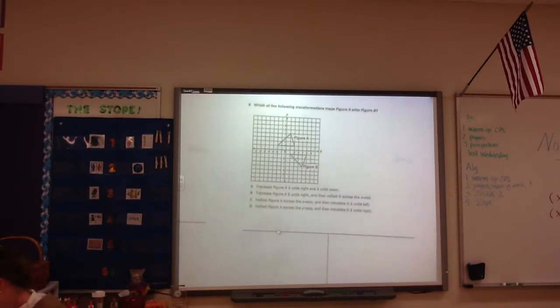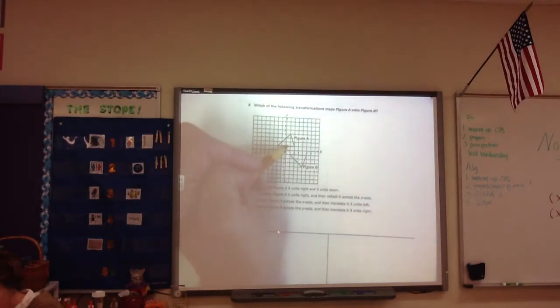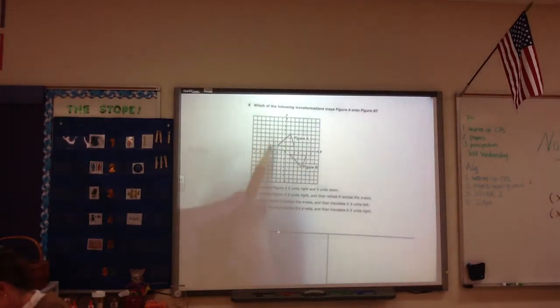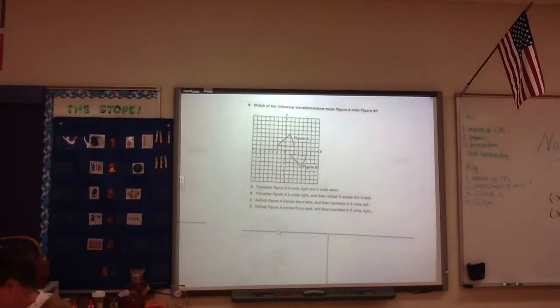Number 8. Which of the following transformations maps figure A onto figure B? Okay, well let's look. The first thing I notice is that it doesn't seem like just one transformation has happened. It appears that 2 have. So I'm going to try figuring out A, B, C, and D and see which one matches.